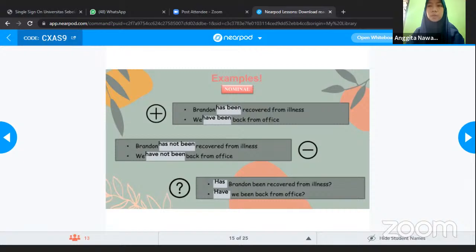And the negative form, we can add not between has and been. So Brandon has not been recovered from illness. We have not been back from office. And then for interrogative form, the formula is have or has plus subject plus been. Has Brandon been recovered from illness? Have we been back from office?